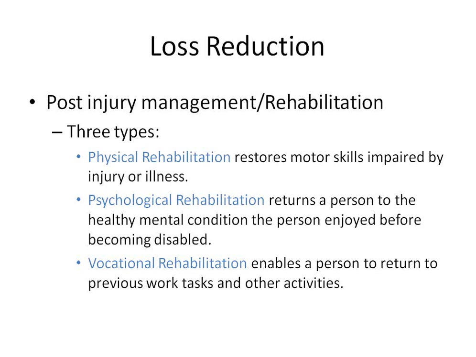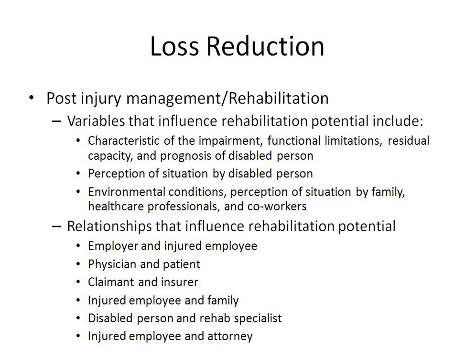Post-injury management, the three types we're looking at: physical rehabilitation, which restores motor skills impaired by injury or illness; psychological rehabilitation, which is the healthy mental condition, and which would be more towards, especially from a workplace violence issue, things like that; and vocational rehabilitation, or voc rehab, which enables a person to return to previous work tasks and other activities. In vocational rehabilitation, the main goal is to get people back to performing work, typically.